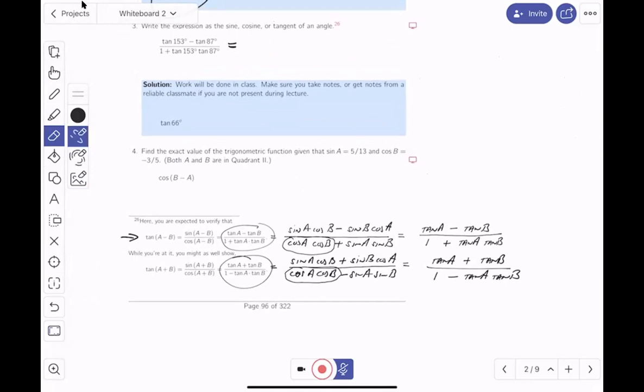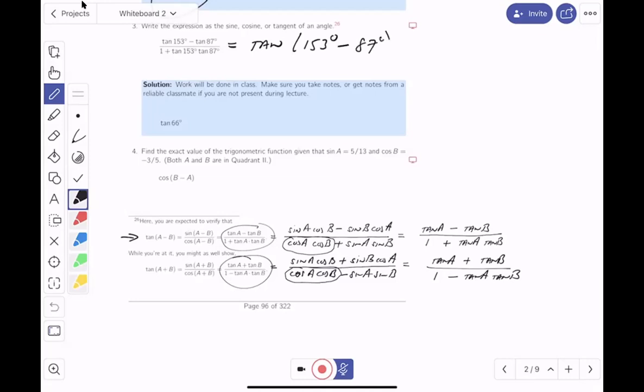Tan of a minus b. 153 degrees minus 87 degrees. What's that going to give me? Tangent. Let's see, 66 degrees. Have we done what they've asked us to do? Yes, we've written it as a tan of a single angle, which is right over here.